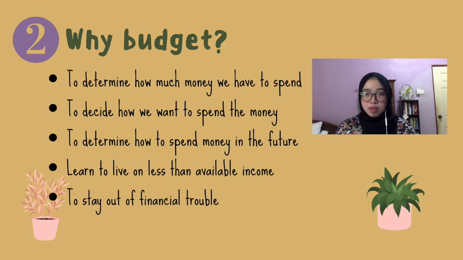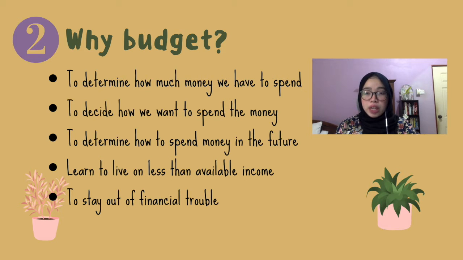Okay, the second subtopic is why budget, or the importance of making a budget. Okay, in this part, we reinforce the concept that we control the budget, not the budget control us. Okay, first, we agree that we do budgeting to determine how much money we have to spend. Second, to decide how we want to spend the money, whether for needs or wants. Okay, it helps us to decide what we can and cannot afford. Third, to determine how to spend money in the future.